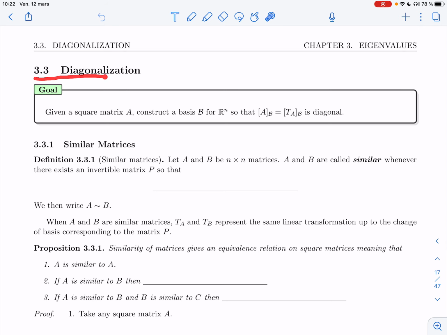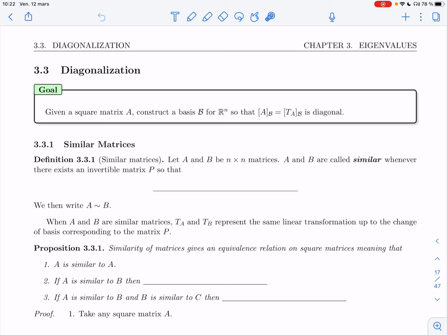Section 3.3, we'll be talking about diagonalization. Our goal, given a matrix A, a square matrix, I want to construct a basis B for Rn so that the matrix A, but in the basis B, is a diagonal matrix. So that means that if you take the linear transformation T of A and you turn it into a matrix using the basis B, you get a diagonal matrix.